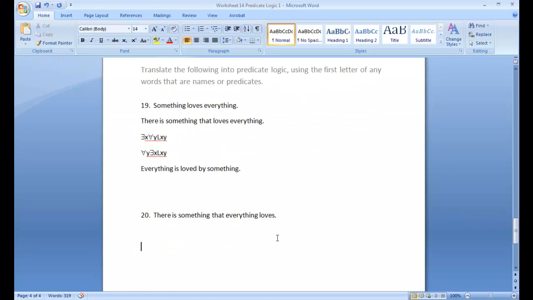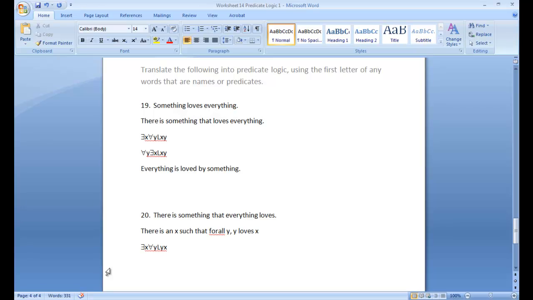And number 20 is, again, very similar sounding, but also different than either of the above. This says there is some one thing that everything loves. So there is an x such that for all y, y loves x. So there exists an x such that for all y, y loves x. So there is something that everything loves.